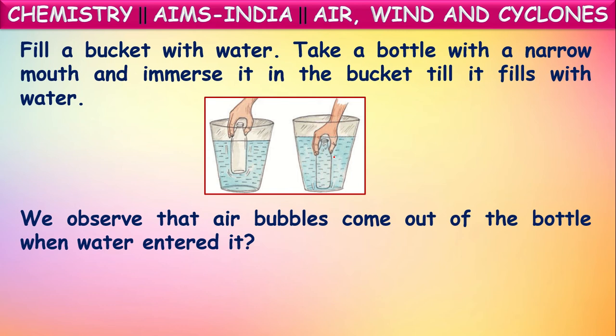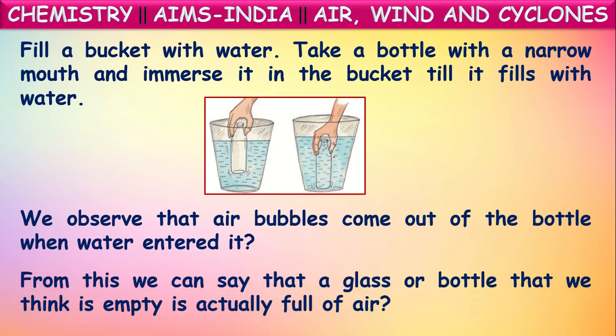Then we observe water enters into the bottle. At the same time, we observe bubbles coming out of the bottle. These bubbles are because of the air present in the bottle. When you push this bottle into the water, the air present in the bottle comes out. Then only water enters into that bottle. So from this also we can say air occupies space. When this air comes out, only then can water enter into that bottle.